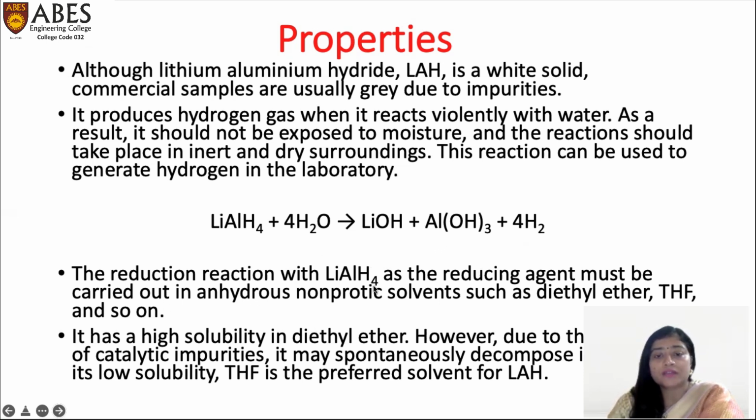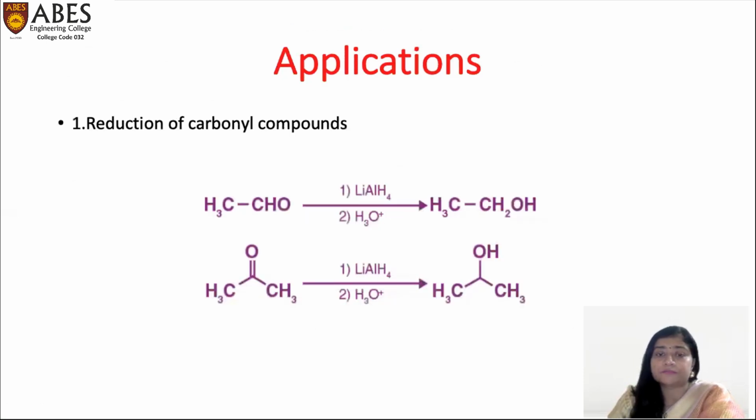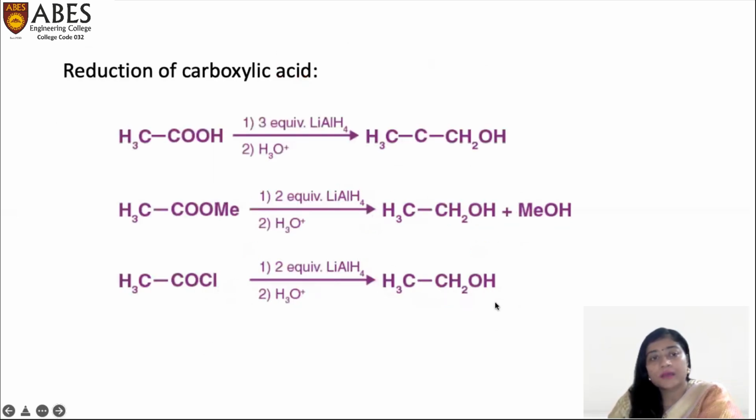The reduction reaction with LiAlH4 as the reducing agent must be carried out in an anhydrous non-protic solvent, same as the Grignard reagent. Here, an aprotic solvent should be taken. Now, the applications. First, the reduction of carbonyl compounds that we started with in the introduction. We can see the reaction over here. This is acetaldehyde, which is being converted into the primary alcohol. This is a tertiary aldehyde, tertiary alcohol.